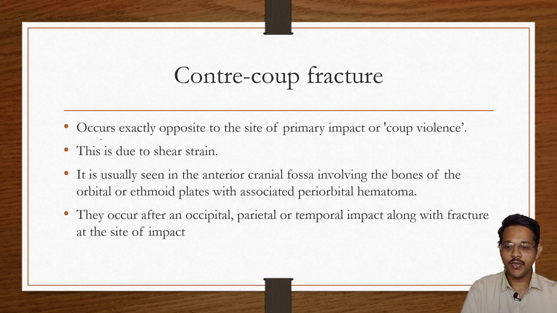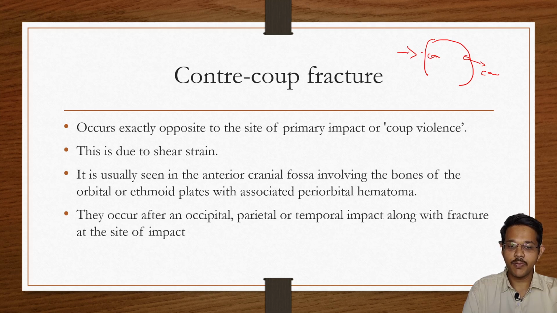Then contrecoup fractures. So coup and contrecoup: coup is where there is a point of impact. In any skull, when the force is applied at the point of impact, it is called coup, and if the injury is opposite, it is called contrecoup. This contrecoup injury is seen where a person has met with a road traffic accident. The force of impact was in the front, but the back of the head hit a hard surface, leading to a fracture in the backside also. So it occurs opposite to the site of the primary impact, or coup violence.